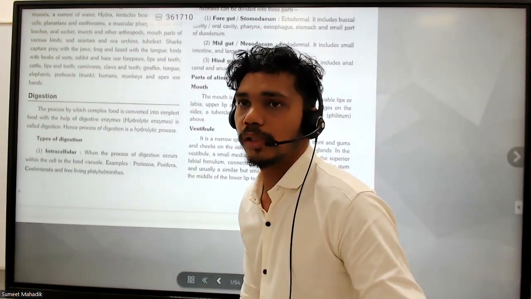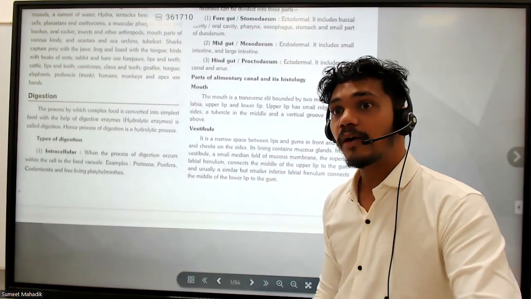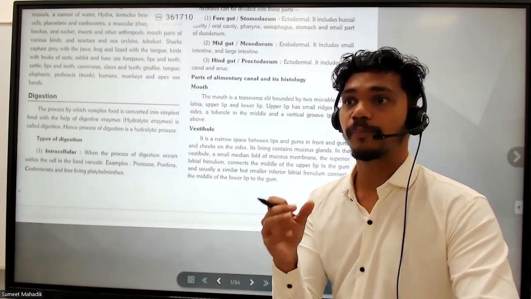Parts of the alimentary canal and its histology. Why do we have to study histology? What is histology? Study of tissues. Histology gives the idea why the structure is like that. What is the main function of that?